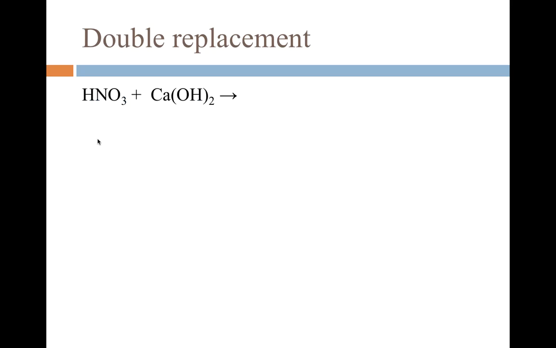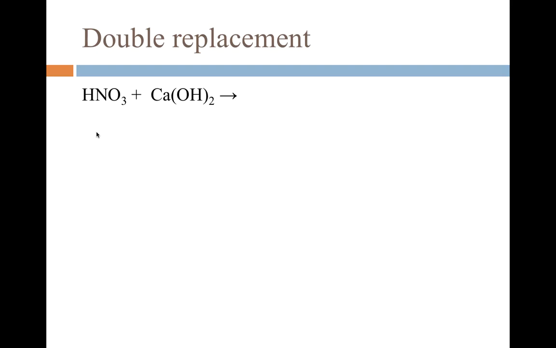Okay, here is another example. I want you to go ahead and pause the screencast. Try to predict the products. Use the general form of the equation. Use the charges of the ions that are bonding together to determine what the subscripts are. And then go back and balance the equation.